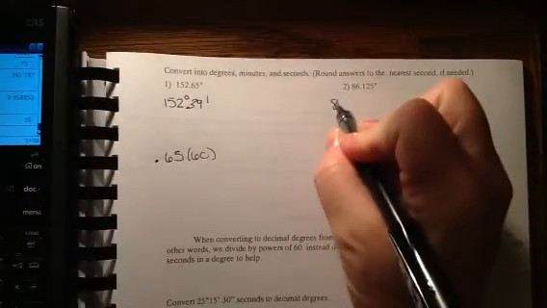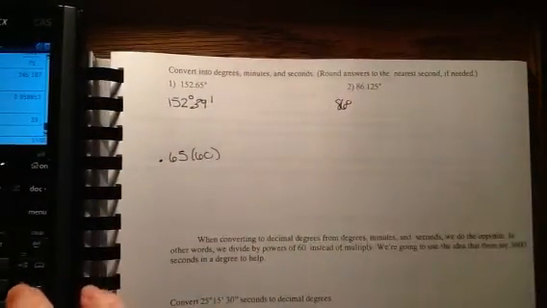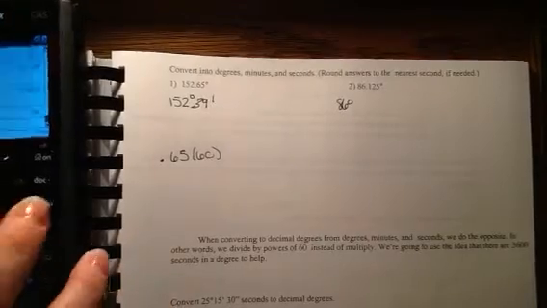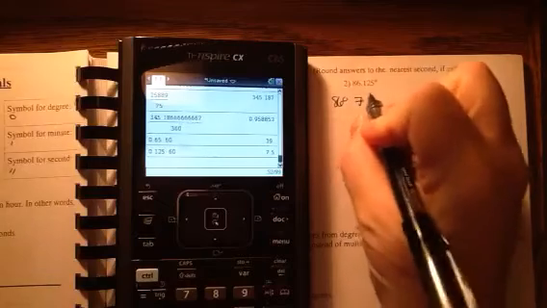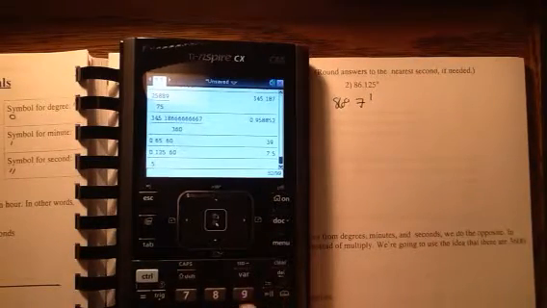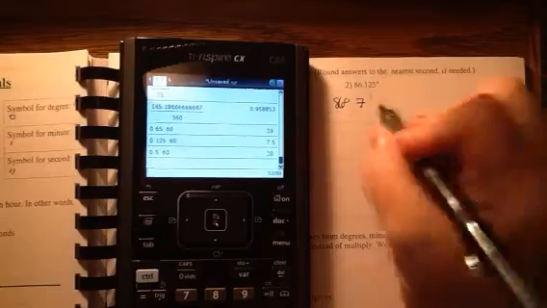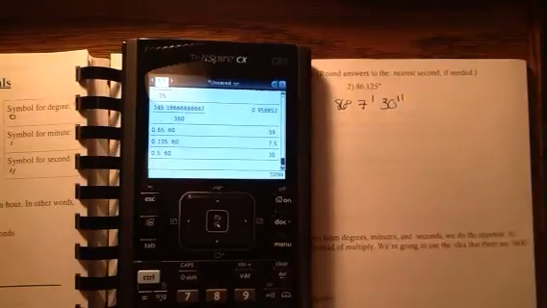So I'm going to take my 86 degrees and leave it alone. I'm going to take my 0.125 and multiply by 60. So I have 7 whole minutes, and I'm going to take my 0.5 and multiply by 60 again, and I have 30 whole seconds.